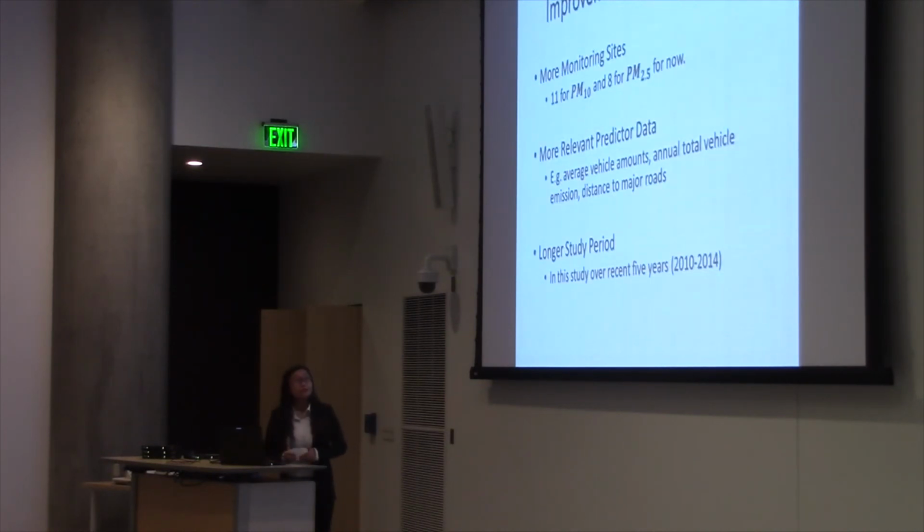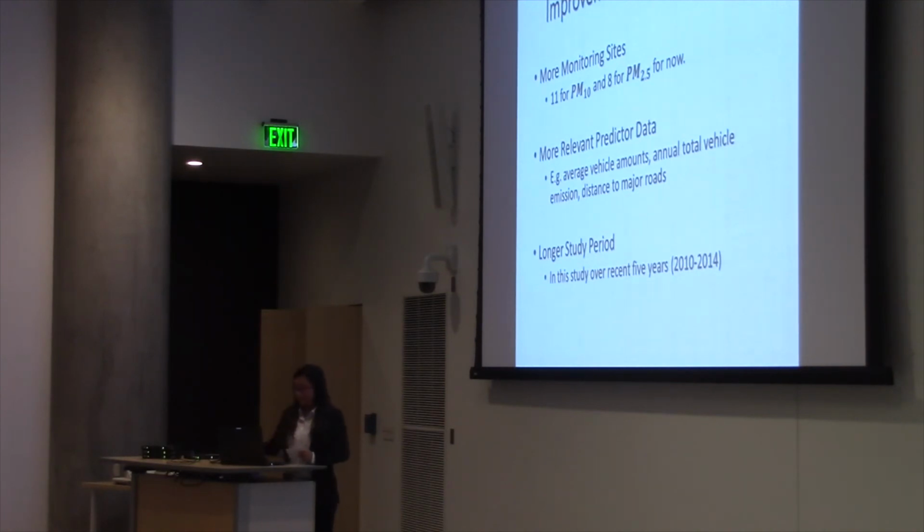There are some places that can be improved in this study in the future. More monitoring sites help to get a more accurate analysis result. More relevant predictor data such as average vehicle amount and annual total vehicle emission would be more valuable than simply total length of roads. A longer study period would help to find a change in both dust pollution data and predictor variables.